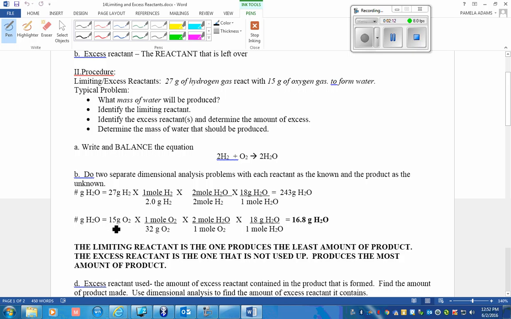The amount of water that I can make with 15 grams of oxygen, going through the dimensional analysis and stoichiometry, I find I can make 16.8 grams of water. 16.8 grams is all the water I can make, because at that point I have no more oxygen. I can't make water without oxygen, so the reaction stops. The limiting reactant is the oxygen. The excess reactant is the hydrogen. There will be hydrogen left over that is unreacted.